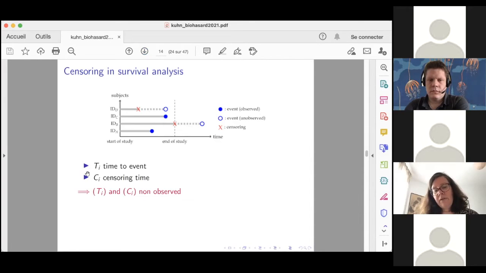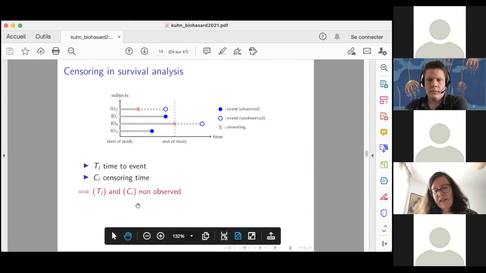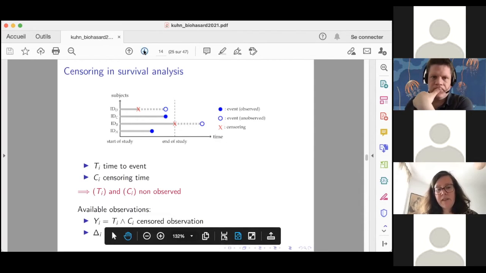We have T and C, the censoring time. These two times are usually not observed, and we only observe Y i and delta i, which is the censored observation, and delta i is the censoring indicator. And so to do inference on the parameter theta, the observations we have are these two quantities.